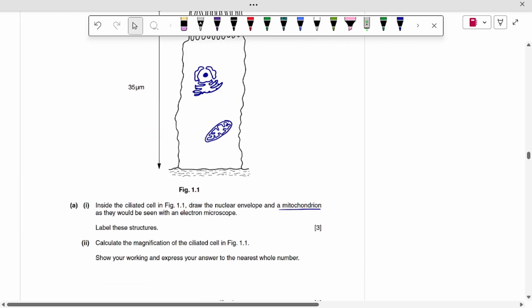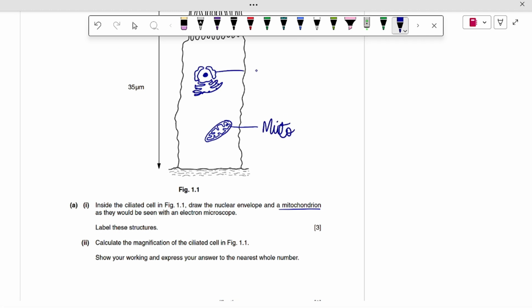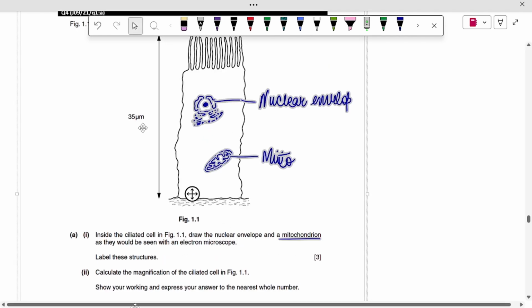इस तरह लेबल दी स्ट्रक्चर, लेबल भी कर देते हैं हम इसे, ऐसा कोई इशू ही नहीं है. माइटोकॉन्ड्रिया एंड दिस इज योर न्यूक्लियर. Calculate the magnification of the ciliated cells. तो किस तरह करेंगे? इन्होंने आपको एक्चुअल साइज दिया हुआ है.